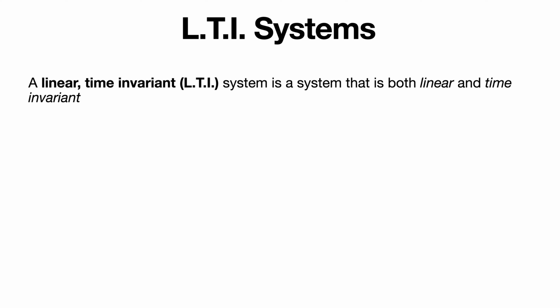Today we're going to talk about a super important class of systems called linear time invariant systems, or LTI systems. These are systems that are both linear and time invariant, which are topics we covered in the last two videos, so be sure you know what those things mean first. I'll provide a link in the description if you want to brush up on those topics.